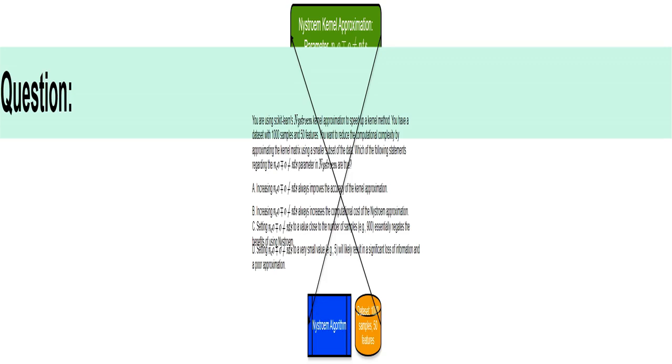This question asks you to think about how the n_components parameter affects the Nystroem method in scikit-learn, a powerful tool for speeding up machine learning. I'll walk you through each part.